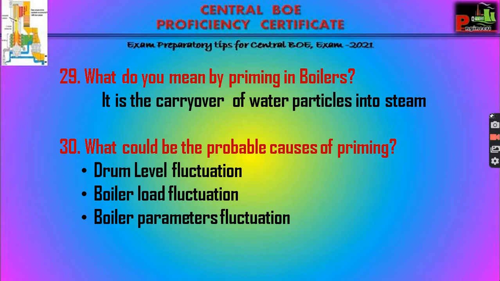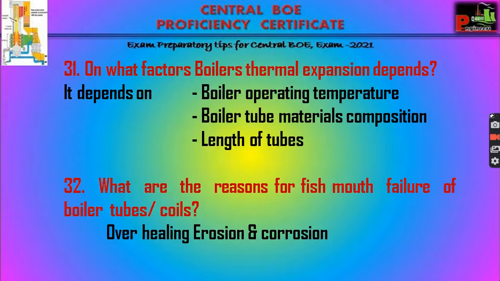What could be the probable causes of priming? Yes, I already discussed it. It is drum level fluctuation, load fluctuation, and parameter. On what factors does boiler thermal expansion depend? Okay, we have already discussed it. It is operating temperature, material composition, and length of the tube.